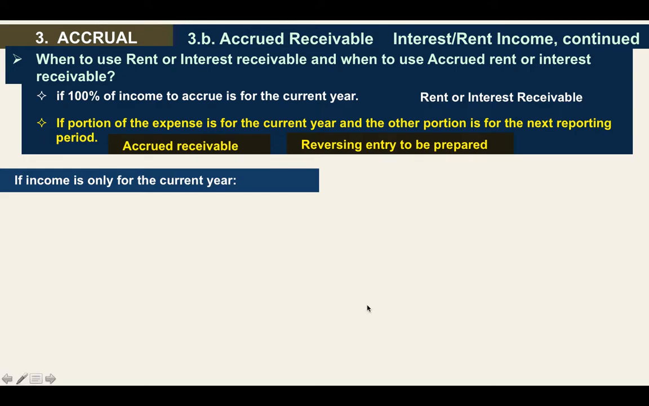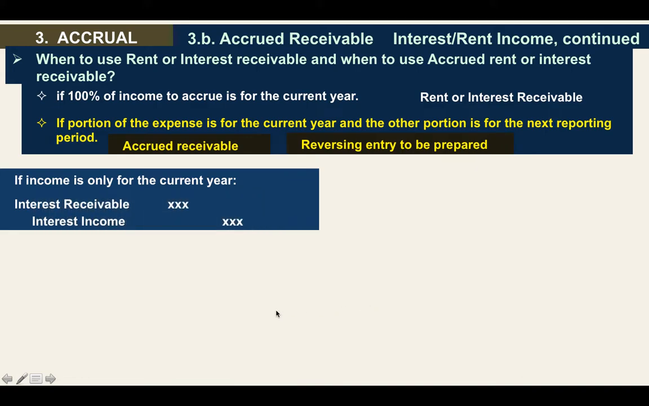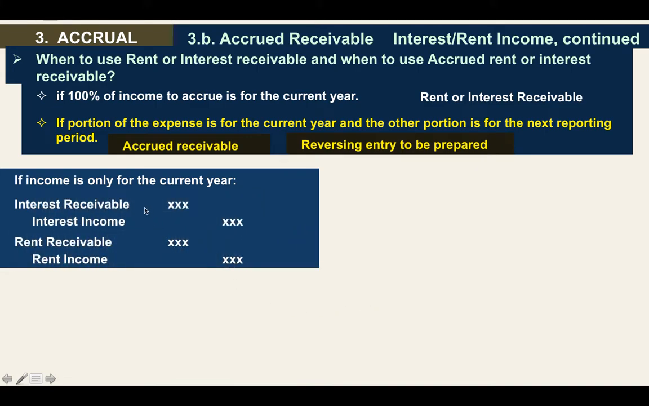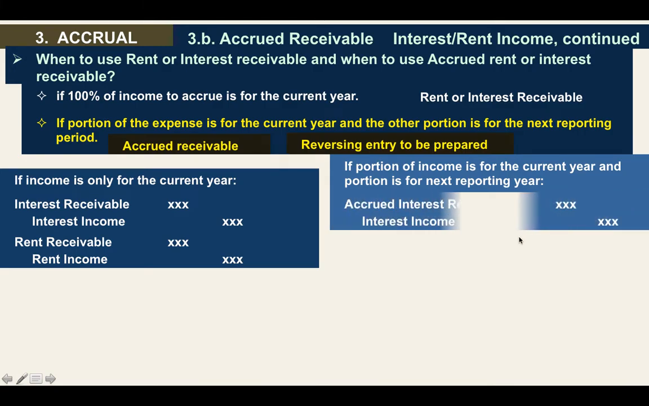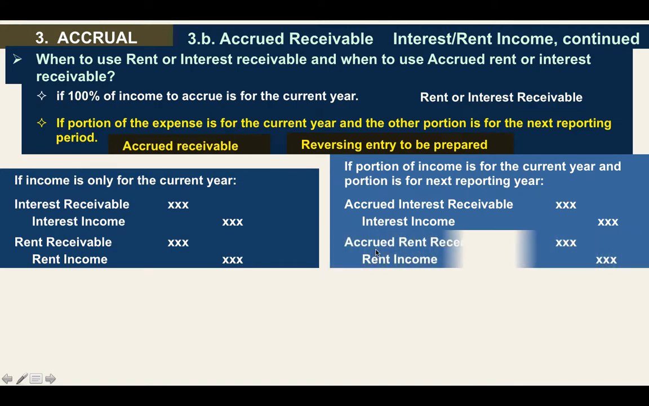So if income is only for the current year, this will be your pro forma journal entry: debit interest receivable, credit interest income, or if it is rent income, debit rent receivable and credit rent income. And if a portion of income is for the current year and a portion is for the next reporting year, that's the time you are going to use accrued interest receivable and accrued rent receivable. But make sure if you use the accrued receivable as adjusting journal entry, you have to make a reversal entry in the beginning of the reporting period of the next year.